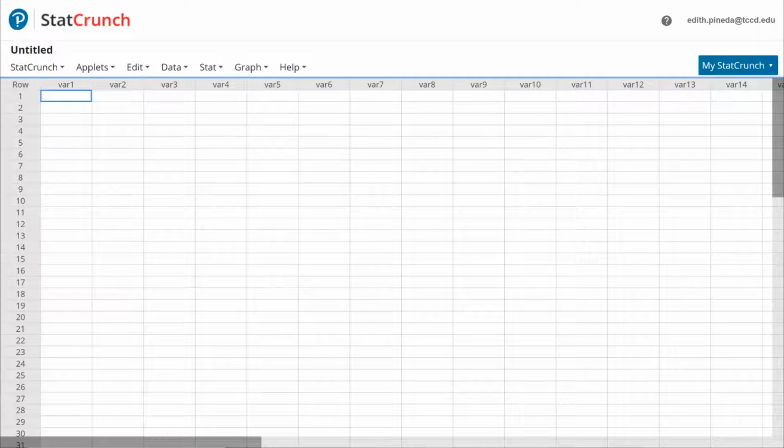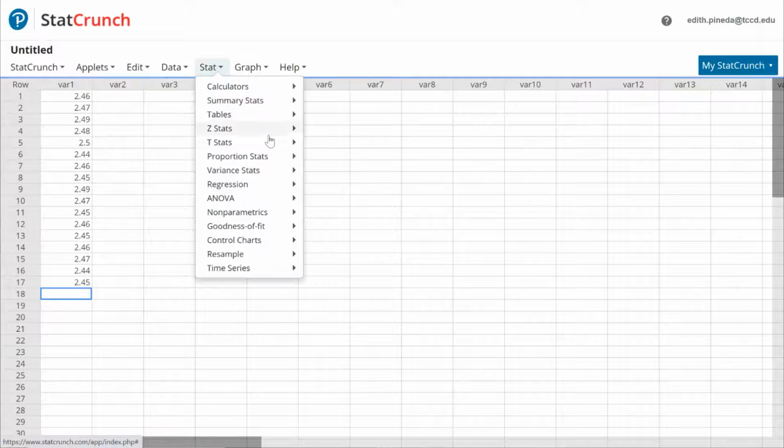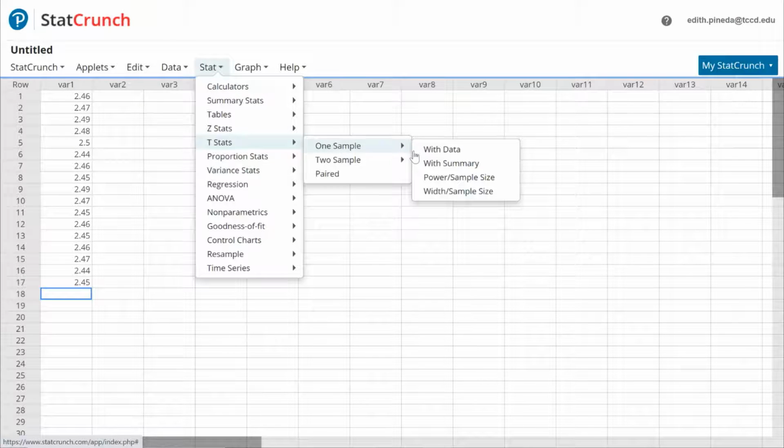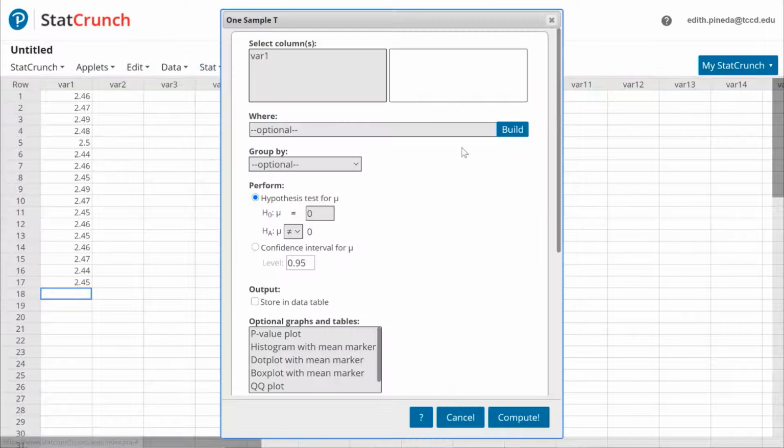First, type in your raw data. Now let's go to Stat, T-Stats, One Sample, and With Data. Now we need to select the column with the data, which is var1. We want a confidence interval, so we will select confidence interval. And we want a 99% confidence interval, so our confidence level is 0.99. Now press compute.